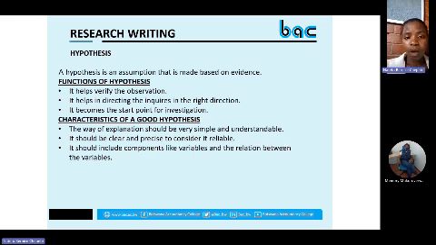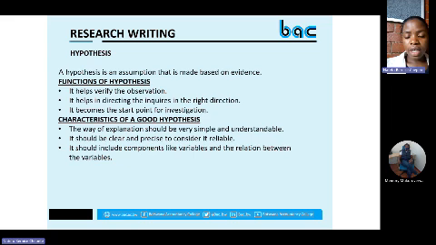We have the functions of a hypothesis. It helps verify the objective. It helps direct the inquiries in the right direction. It becomes the starting point for the investigation.